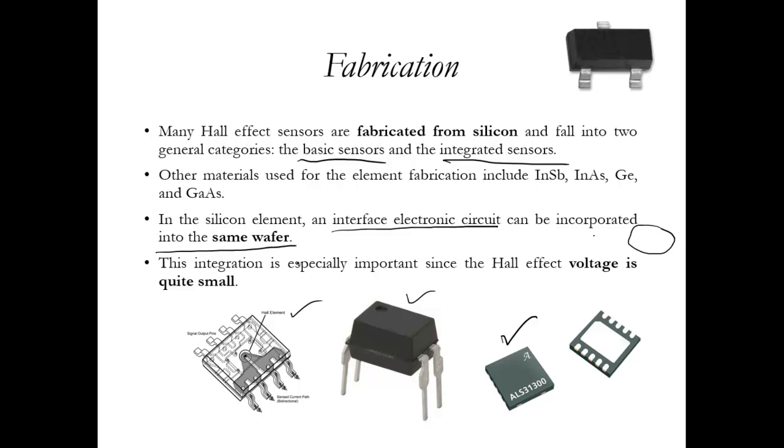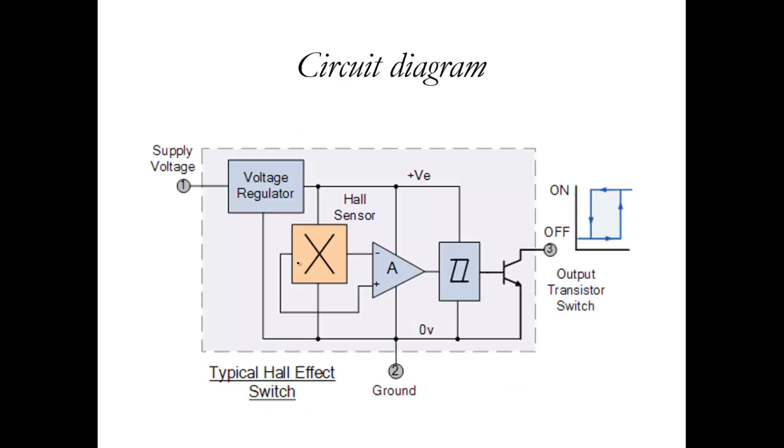Now this integration is important because the Hall effect voltage is generally quite small. This is how the circuit diagram looks. This is the Hall effect sensor. These are two ends, here the input voltage from the voltage regulator, and this is the output terminals, this one and this one. This is fed to an amplifier and Schmitt trigger, and then it's fed to the transistor for an output. Right.